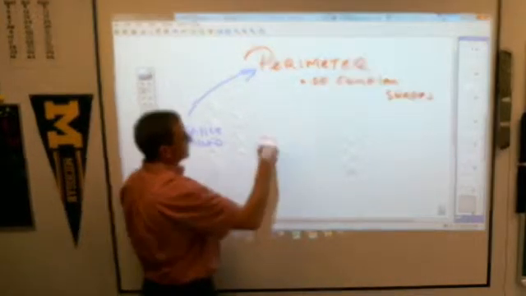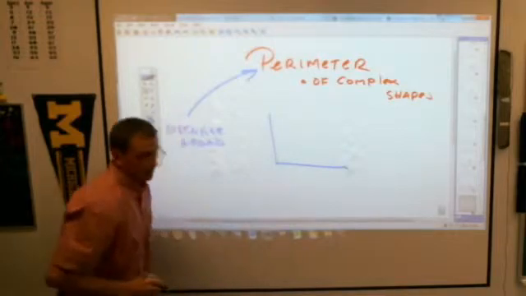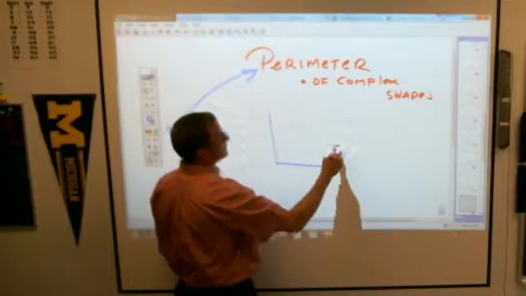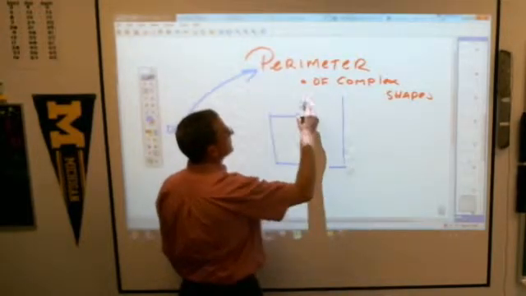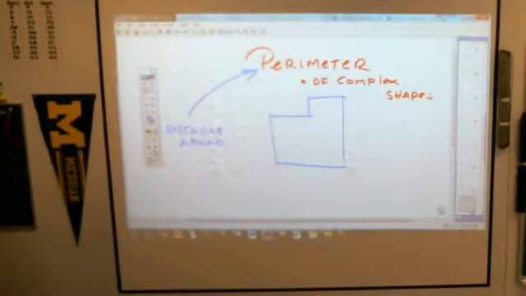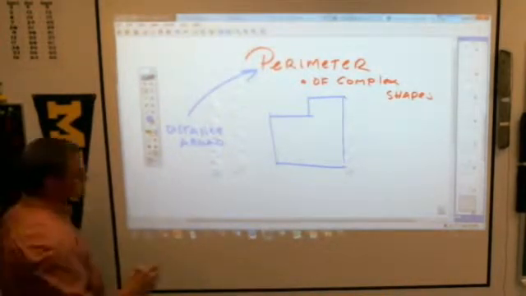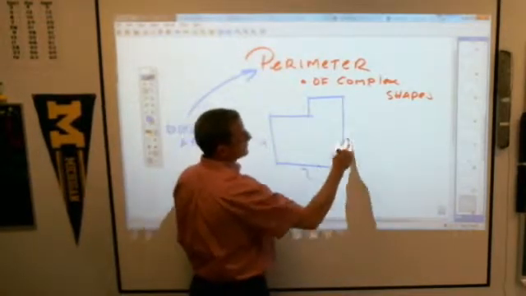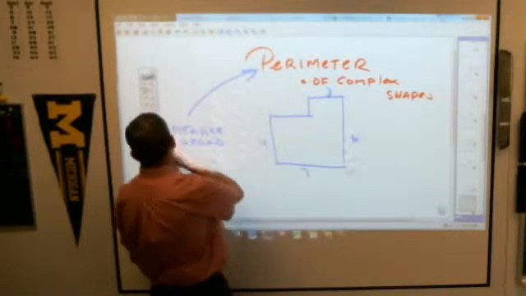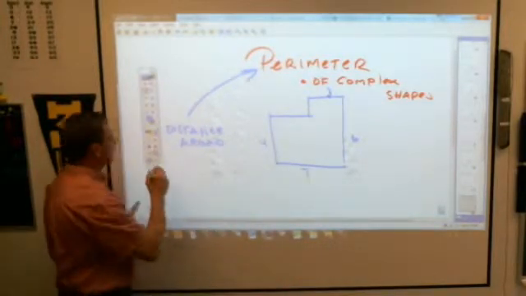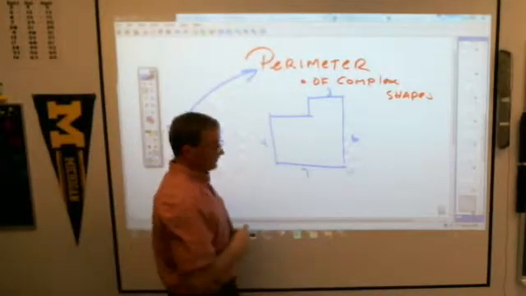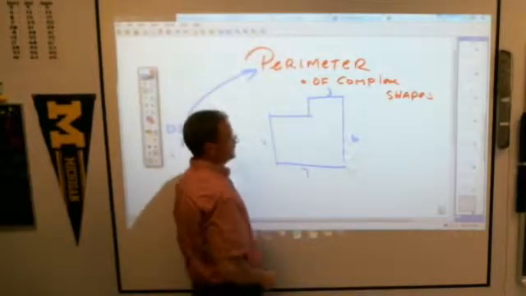Here's my shape. I've got this, this, this, this. And here are my dimensions: 4, 7, 6, and 3. Here is what I was speaking about when I talked about commonsensical things. If I am doing the perimeter, first of all, you would draw the shape on your paper and then look at it here.